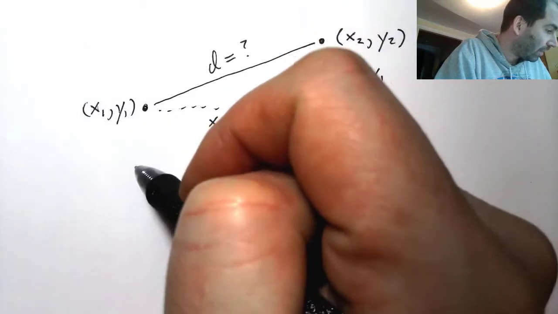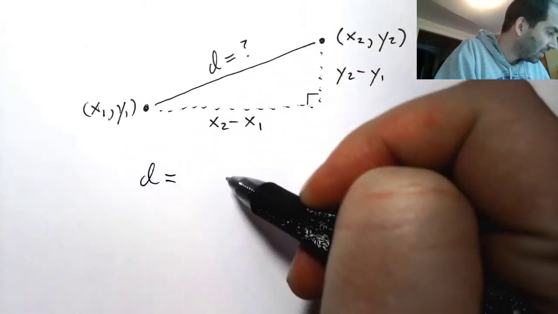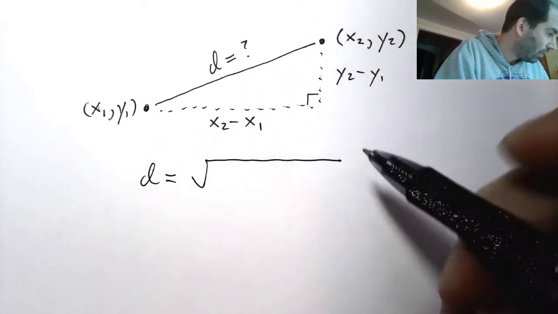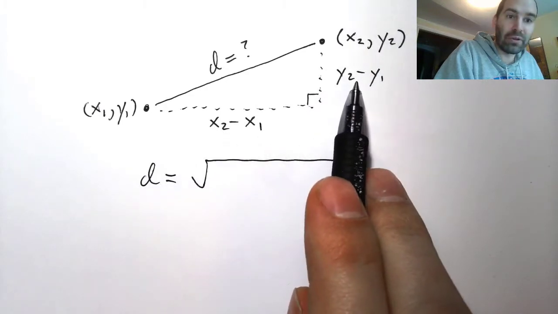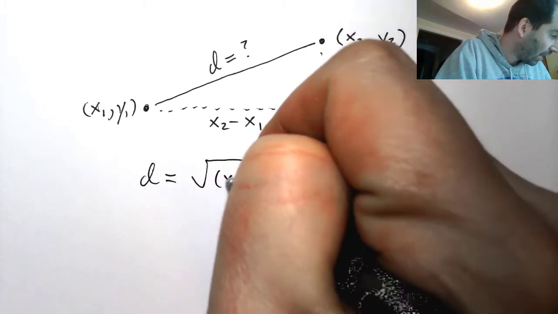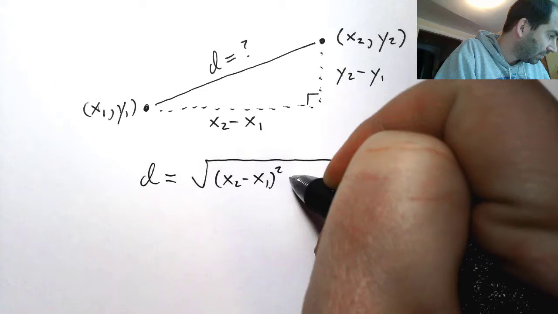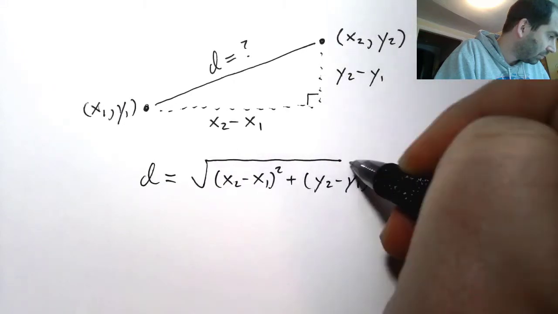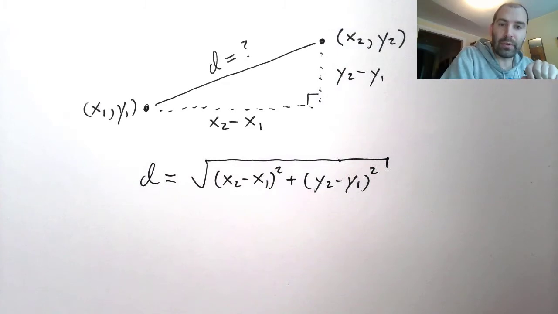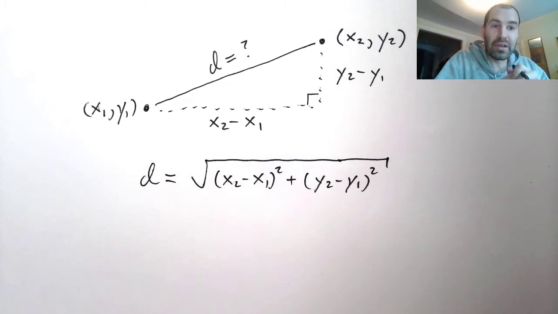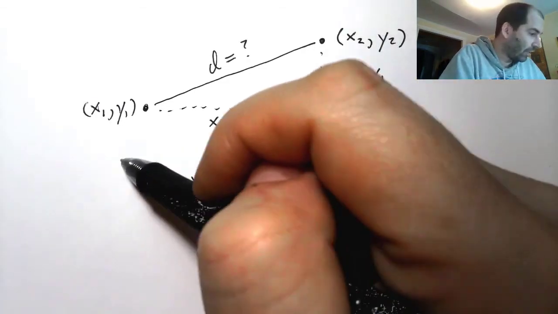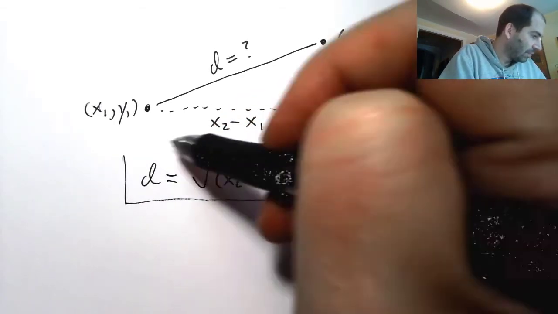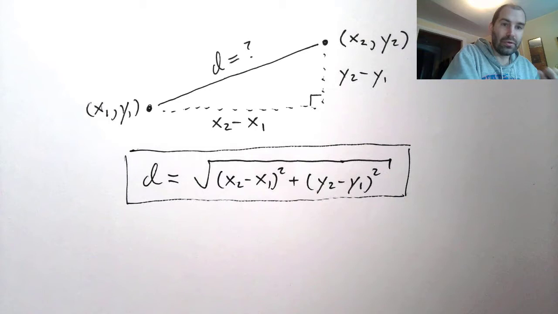So from the Pythagorean theorem, we know that the distance is the square root of the sum of the squares of these, right? So we're going to have d equals the square root of (x2 minus x1) squared plus (y2 minus y1) squared, and there we go. The distance formula for the distance between any two points. Very important formula to remember.